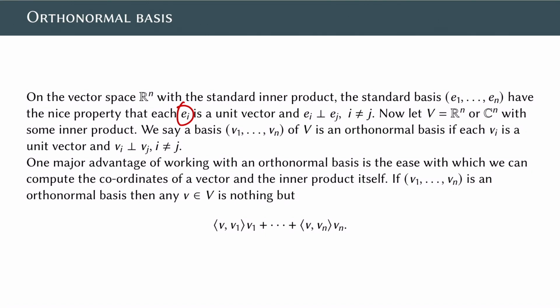There is a very big advantage we get by working with an orthonormal basis. Computations become extremely easy whenever you have an orthonormal basis for an inner product space V. For instance, if V1 to Vn is an orthonormal basis, then any vector V in V can be easily written down in terms of this basis. The coefficients, that is the coordinate vectors, are nothing but V inner product with V1, V inner product with V2, up to V inner product with Vn. Why is this true?